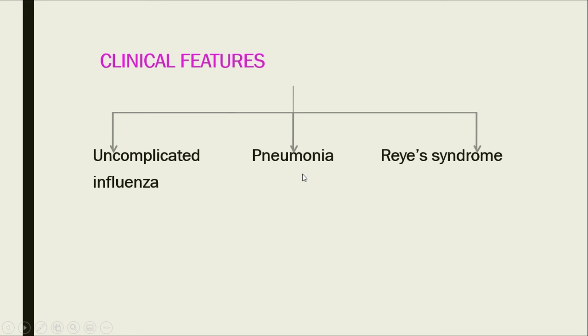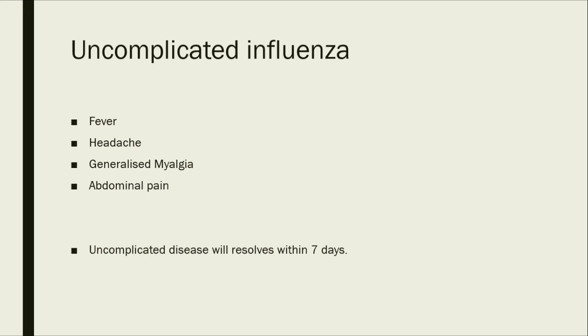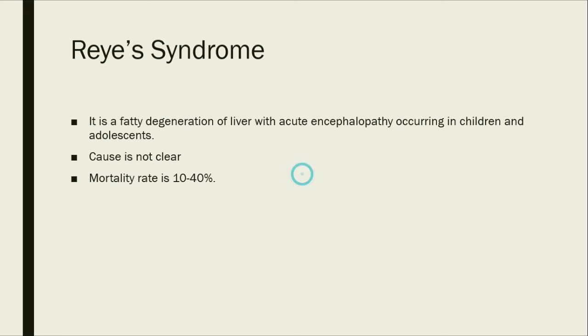We know what pneumonia means. There will be an extreme mucus accumulation in the lungs, causing serious respiratory distress syndromes, but it can also lead to Reye's syndrome. It's a fatty degeneration of the liver with acute encephalopathy occurring in children and adolescents. The actual reason for Reye's syndrome is still unknown. It may be because of some hyperactive allergic response created by the virus itself, and the mortality rate is 10 to 40%. So if influenza develops into Reye's syndrome, that will be really dangerous to individuals.